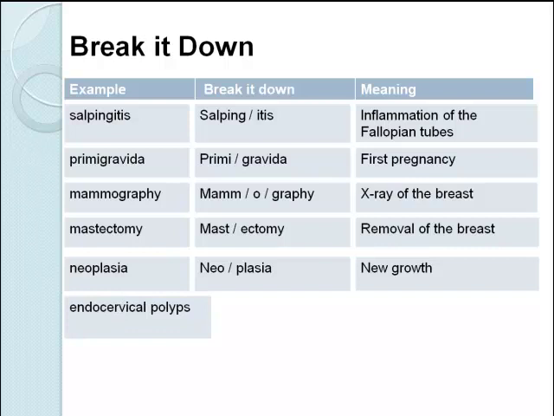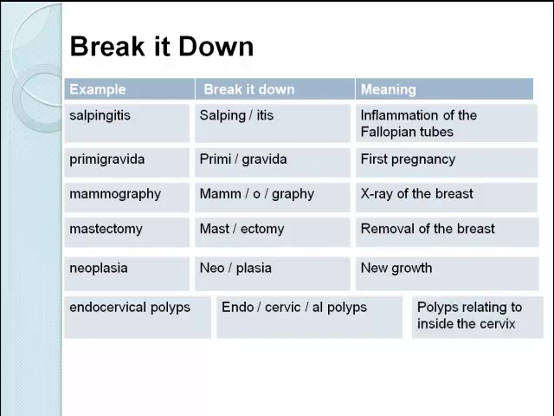Our next term, endocervical polyps. Let's break it down. Endo means inside, cervic is the cervix or neck, and al relating to. So we have polyps, which are the growths that came from the mucous membrane. So I'd have a polyp on the inside of the cervix. Another term would be cervical polyps.